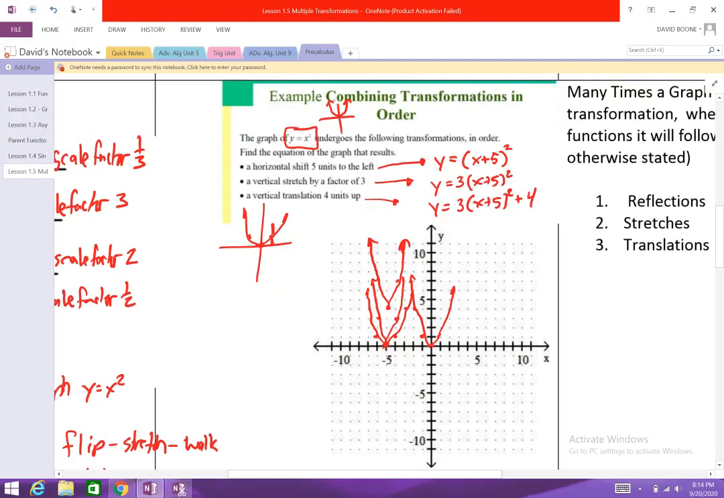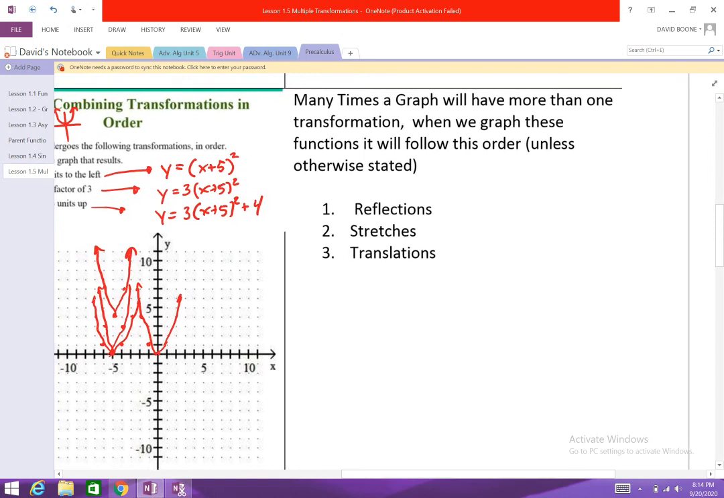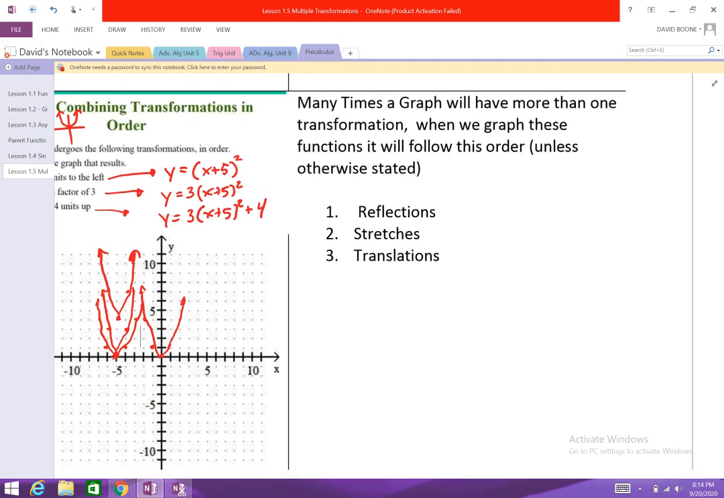Okay. So again, like I talked about over here, when we do a graph with more than one transformation, these are the rules, unless it's stated for you to do differently. The RST piece is again that flip, stretch, and then shift.